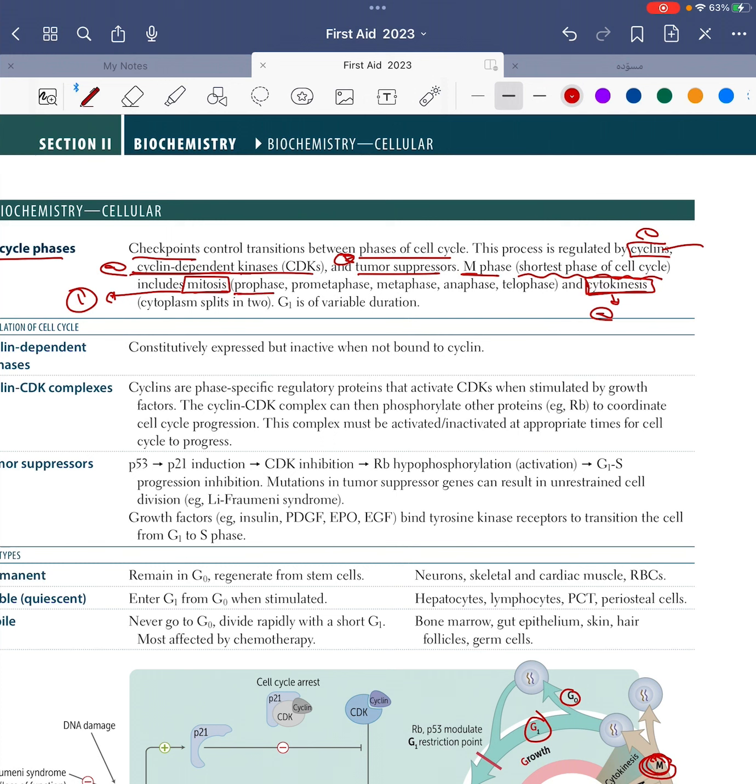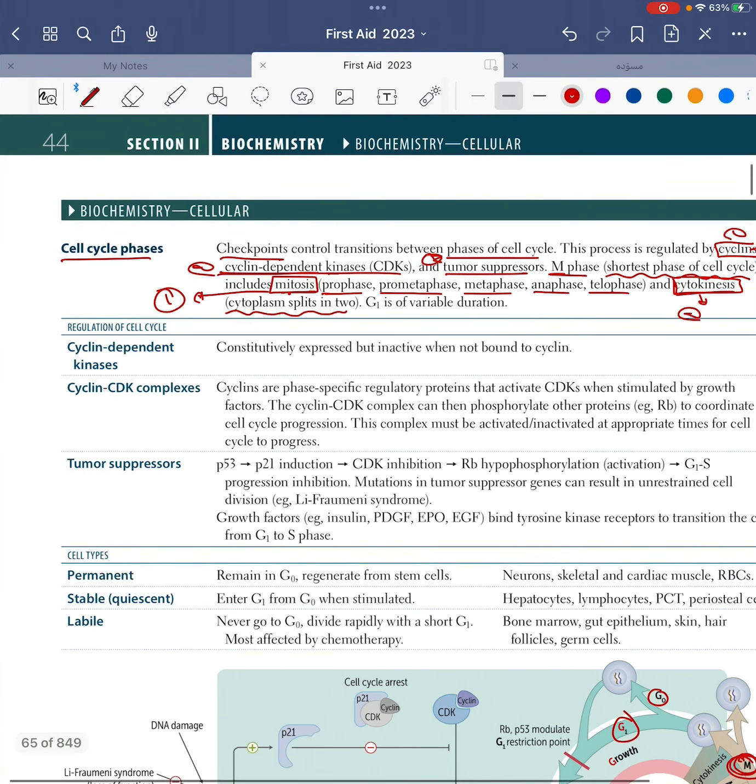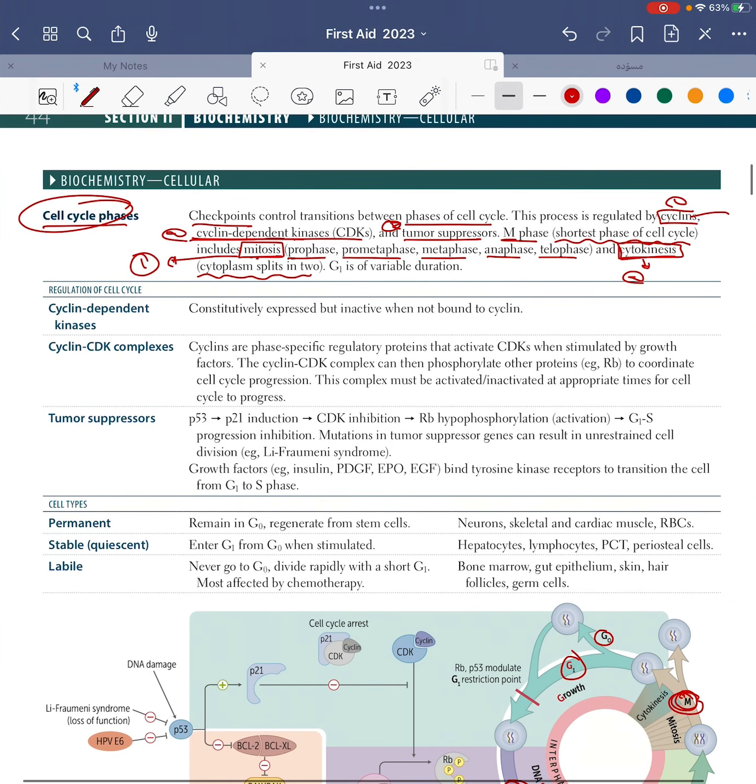The mitosis is made up of multiple steps: the prophase, prometaphase, metaphase, anaphase, and telophase. All of these are within the mitosis. And for the cytokinesis, it basically means when the cytoplasm of the cell splits into two. So basically, the cell cycle is just like the progress of a cell. It may end up being two cells instead of one.